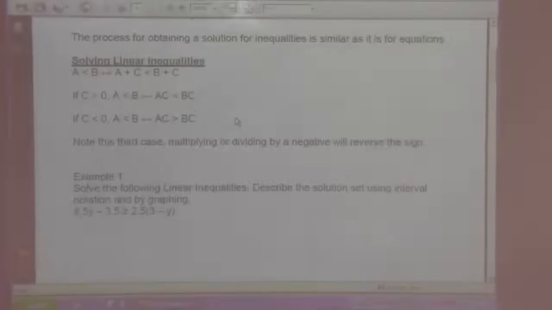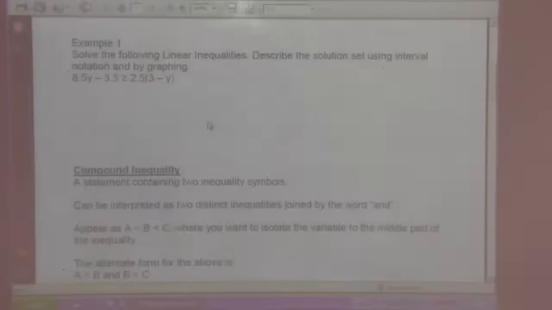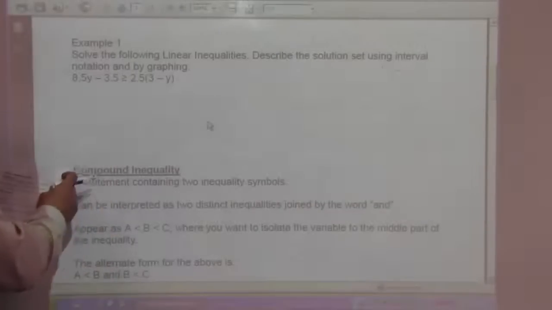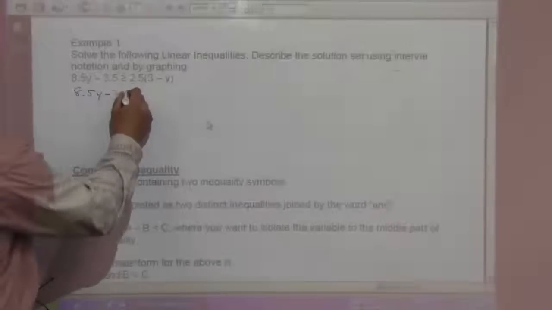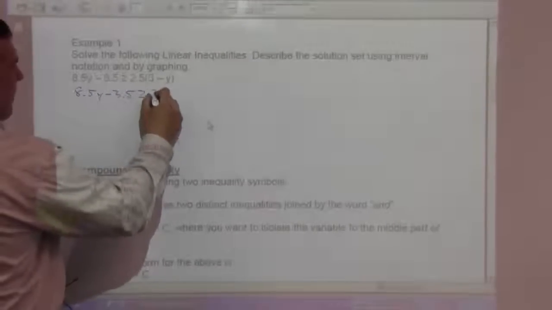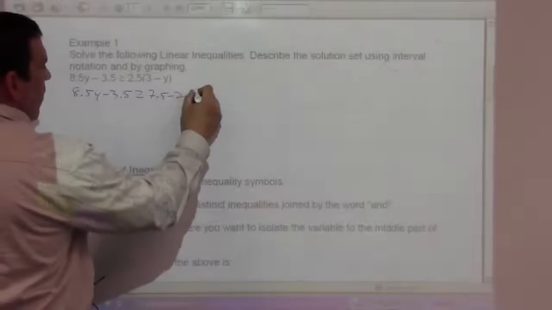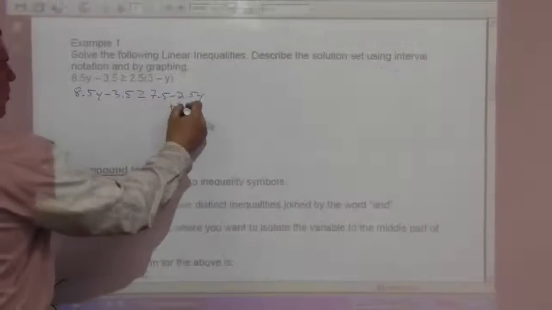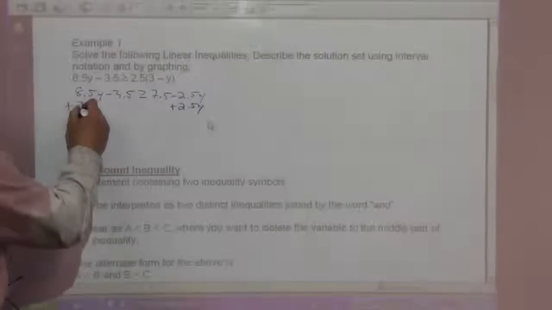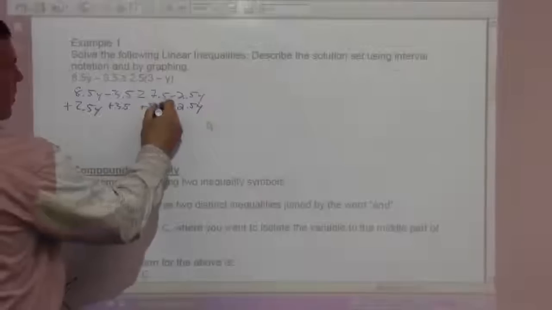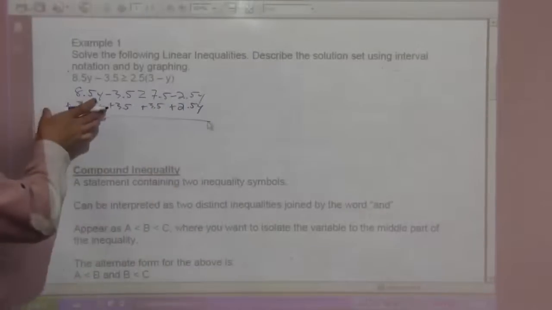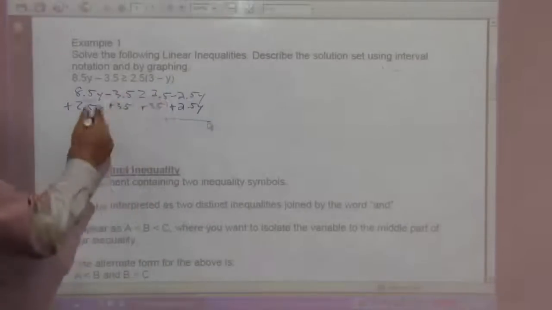So example 1 says, solve the following linear inequalities. Describe the solution set using interval notation and by graphing. Okay, so let's distribute here. 8.5y minus 3.5 is greater than or equal to 7.5 minus 2.5y. So I'm going to add 2.5y to both sides and add 3.5 to both sides. So it gets the variables on the left, constants on the right. That's how I like to do my inequalities.